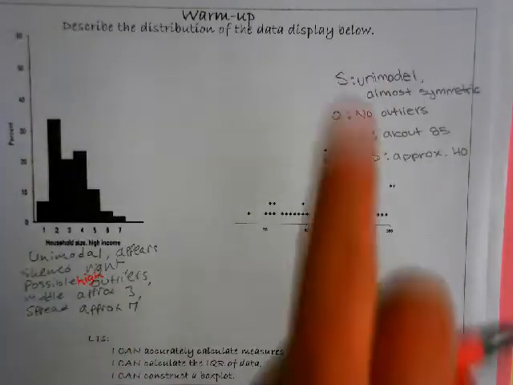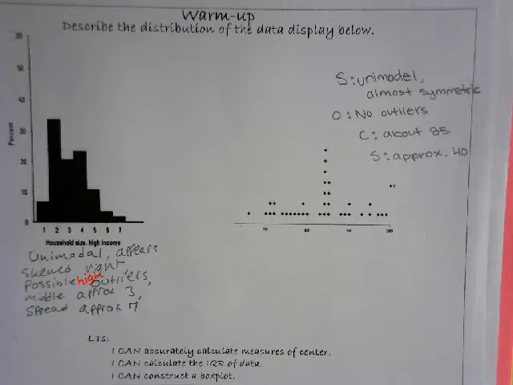Miranda made the list, which is how I show it. Shape unimodal, almost symmetric, no outliers. The center is about 85, and the spread is approximately 40. Now, walking around, I did have some of you mention you're still struggling with identifying the center of a histogram. You have to do your best to estimate.